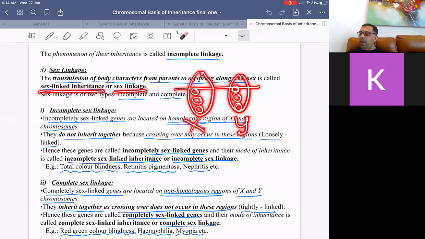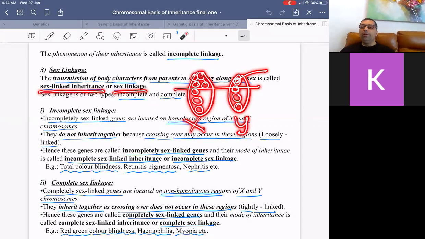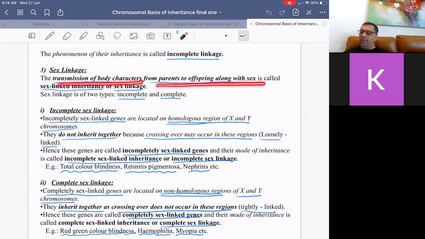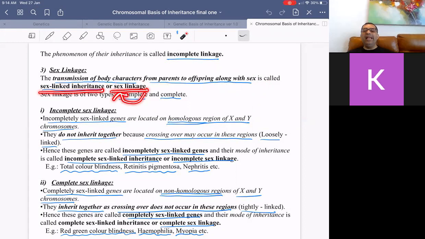But you have the gene for hairy pinna on the Y chromosome, which is a somatic characteristic. Gene for rhodopsin, gene for iodopsin, gene for clotting factor 8, gene for vitreous humor. So these are all genes for transmission of body characters, somatic characters. Transmission of body characters from parents to offspring along with the sex is called sex-linked inheritance or sex linkage. These are somatic characteristics related to the sex chromosome, so they are called sex-linked genes.